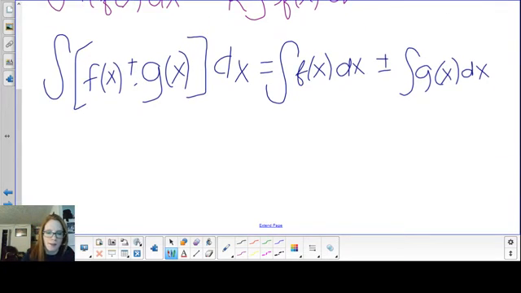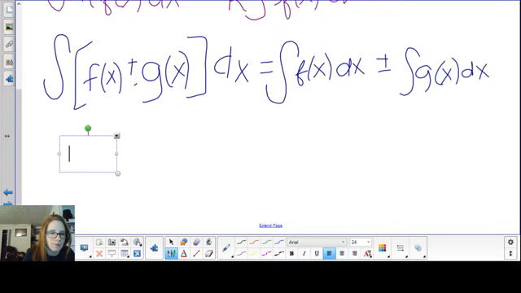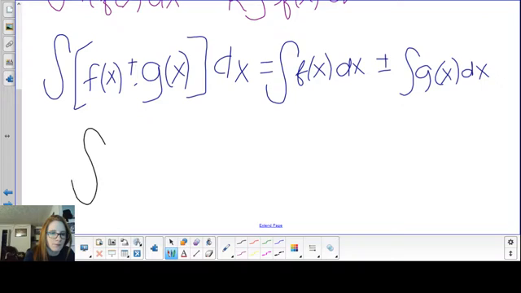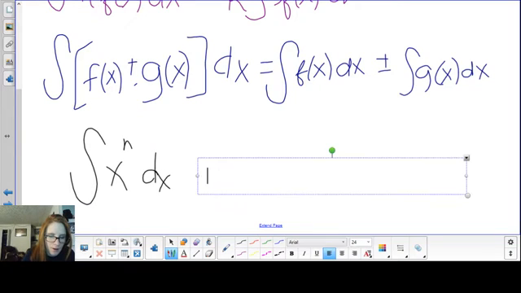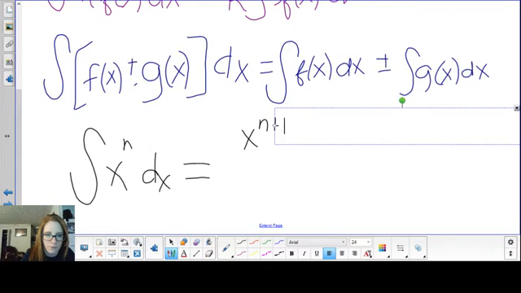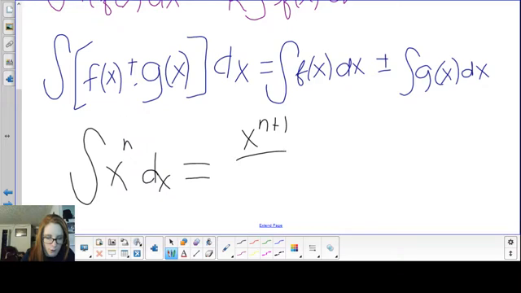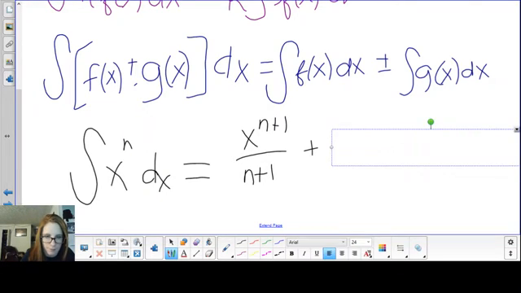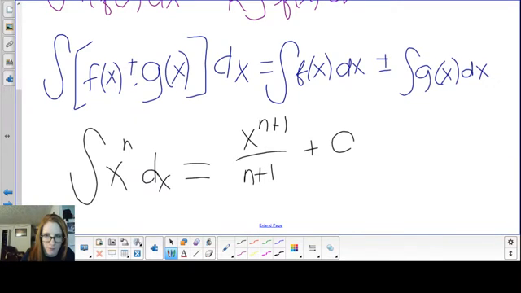And last but not least, the really big main idea is the integration of x to the n dx is equal to x to the n plus 1 over n plus 1 plus c, where n is not equal to -1.